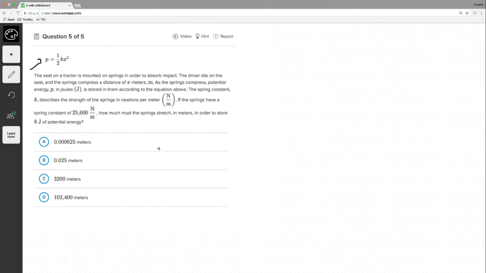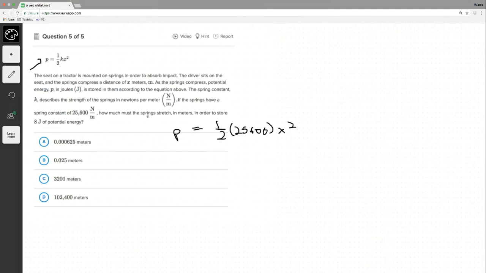Anyways, I believe they're throwing all this stuff out to be confusing. Let's peel away all the units. We're just plugging in 25,600. That's our K value. So we've got P equals 1/2, and K is 25,600. Now look how much nicer this starts to look, times x squared. And now we've got a nice equation.